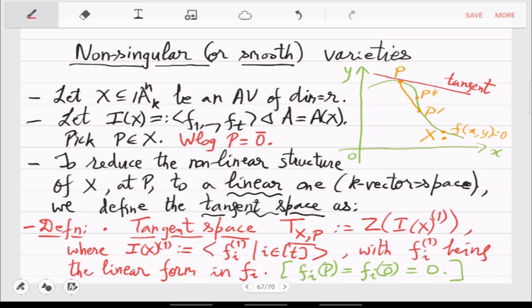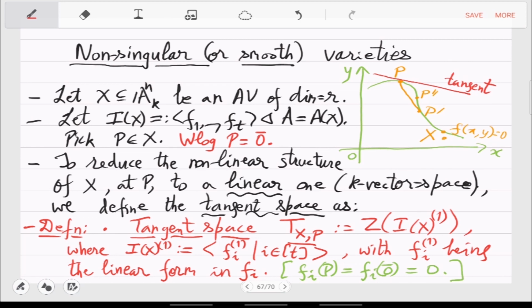So instead of drawing this TXP, we just define it as a different variety, but it happens to be a vector space. Right? You can see that two points in TXP can be added. It's again a root, coordinate wise. Oh, then it is 0. Then ix1 will be 0.